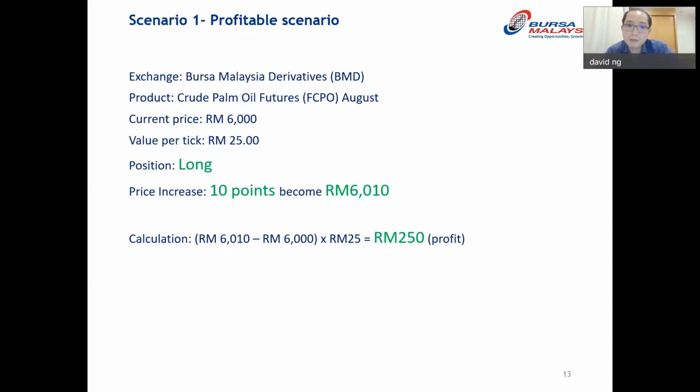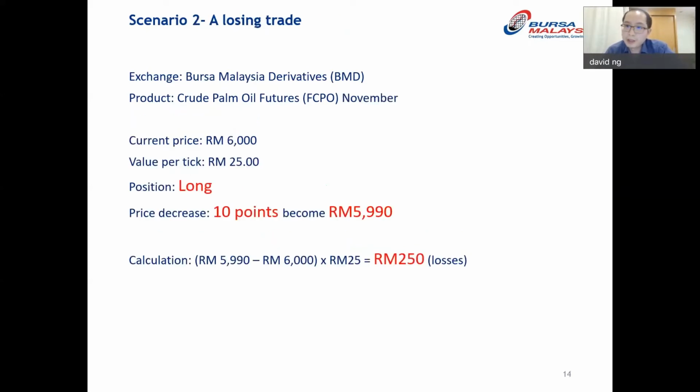So theoretically, in this scenario, if you are long the market, you make 10 points. To calculate your profit, you just multiply by 25, and 250 ringgit is what you make on the 10 points movement. Now, if the market turns the other way, you think the market is going to go up, but it goes lower, with the same scenario where you take a long position at 6,000 ringgit, and you lose 10 points. Then the scenario goes from profit to loss. To calculate your loss, you take the 10 points movement, multiply by 25, and you're losing 250 ringgit. That's how you measure your profit and loss.